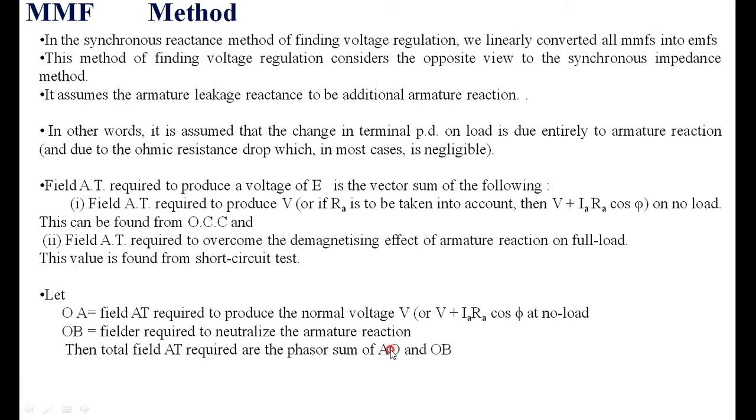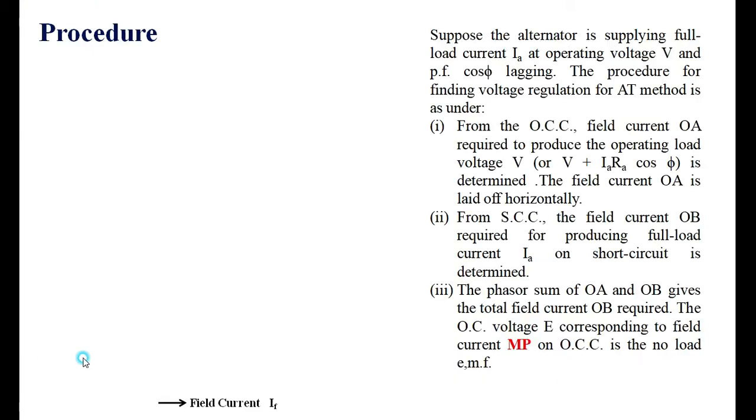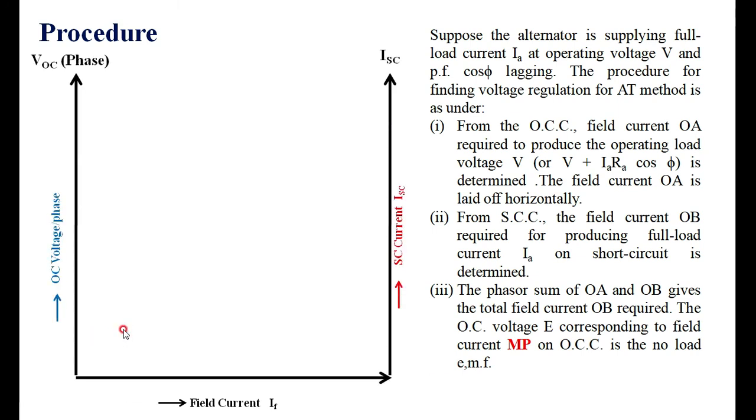AO is the field current required corresponding to V plus IRA cos phi under no load condition. OB is the field current required to circulate full load current under short circuit condition. Then the total ampere turns is AO plus OB. AO can be found from the OCC, I told you. OB can be determined from the short circuit characteristics. The procedure is very simple here.